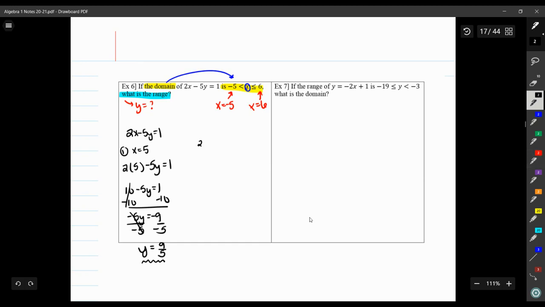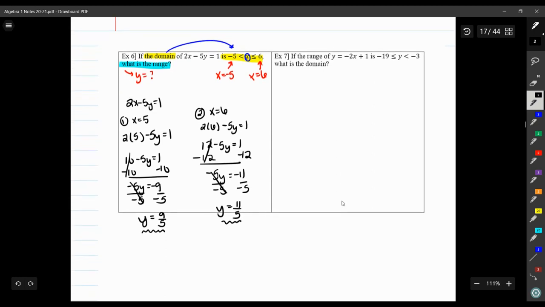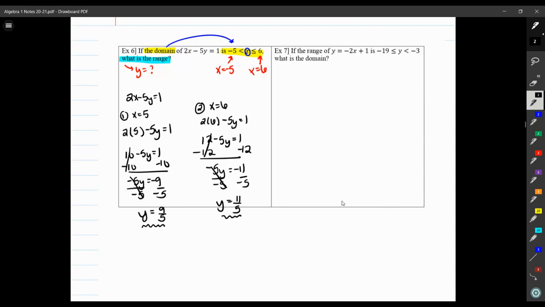The second thing I'm going to substitute is the other boundary point. So I'm going to substitute x equals 6. So we have 2 times 6 minus 5y equals 1. 2 times 6 makes 12. Subtract the 12 from both sides. Negative 5y equals negative 11. And then divide out the negative 5. So we get y equals positive 11 over 5. Now we have the two boundary points of our range.